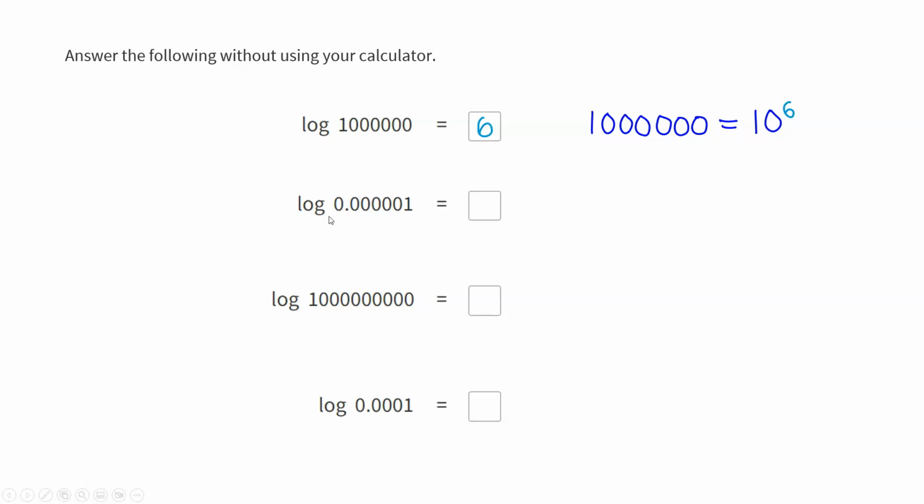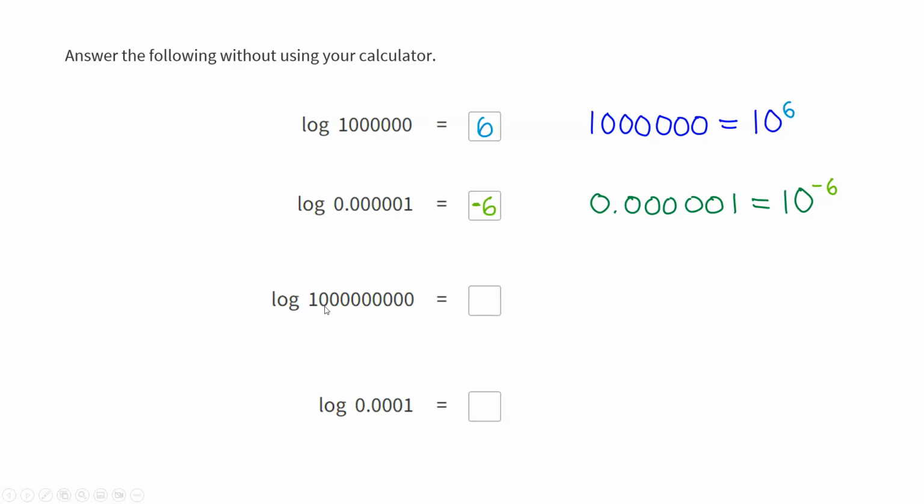This one here, the log of 0.000001, well, how would you write this as a power of 10? It's a smaller number, so you know this is going to be a negative exponent. You need to move it 1, 2, 3, 4, 5, 6 decimal places to get it to the position of 1. So you know that this is going to be 10 to the negative 6th power. So the common logarithm, or log base 10, of this number is negative 6.